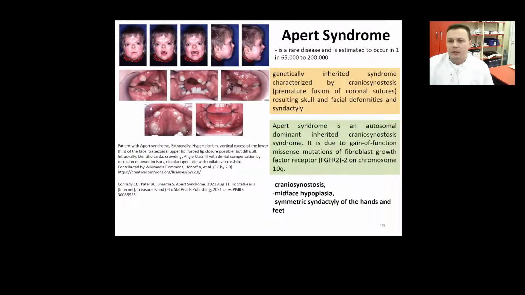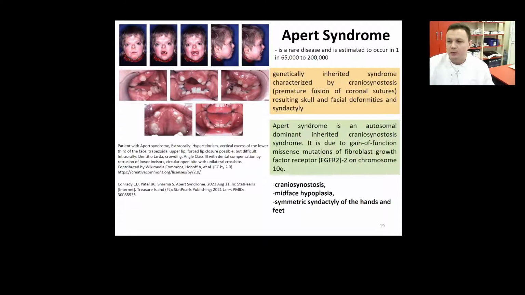Another syndrome is Apert syndrome. Apert syndrome is a rare disease, estimated to occur in 1 in 75,000 to 200,000 births, depending on the study cited. Apert syndrome is another genetically inherited syndrome characterized by cranial synostosis, the premature fusion of coronal sutures, resulting in skull and facial deformities, and syndactyly.